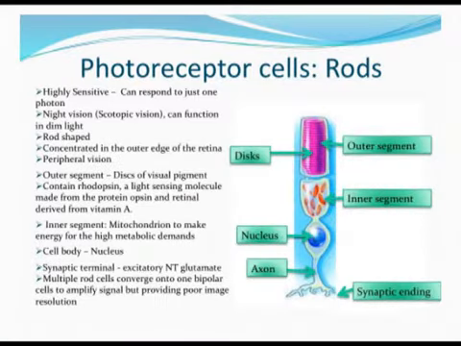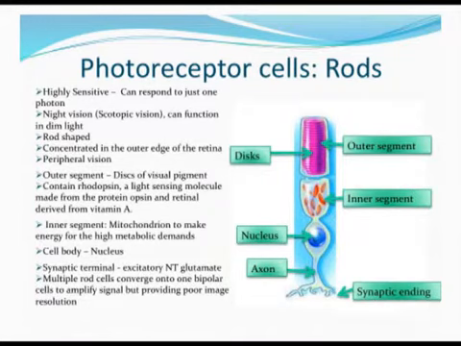We then have the inner segment, which contains the mitochondria, so it supplies the energy to maintain the high metabolic demands of the cell. We then have the cell body with the nucleus. We have the axon, in which the nerve impulse travels down, and then finally the synaptic terminal. The synaptic terminal releases the excitatory neurotransmitter glutamate.